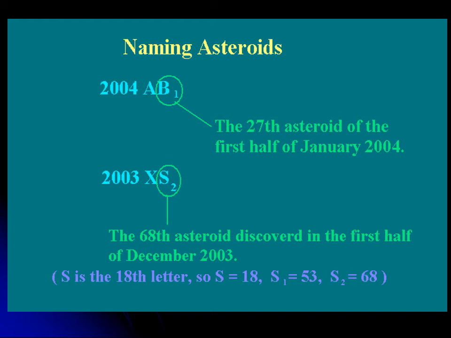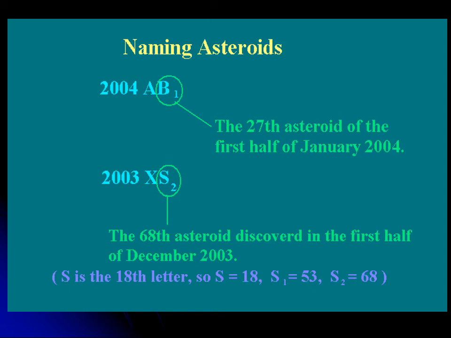So AB2 would be the 52nd asteroid discovered in that part of the year. And XS2 would be the 68th asteroid discovered in the first half of December. So that's how these things get their preliminary designations.